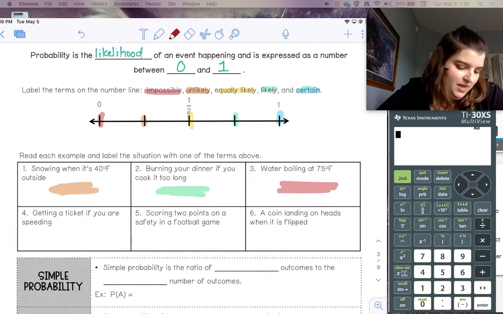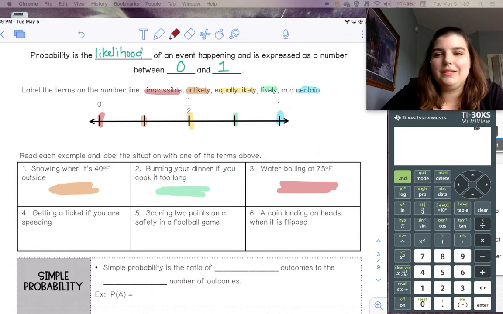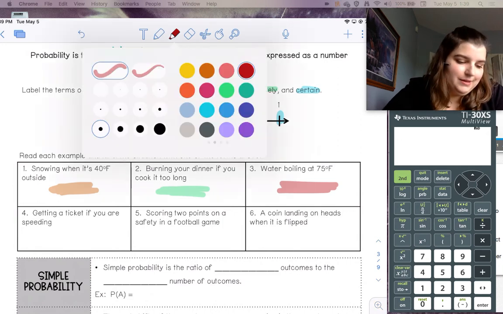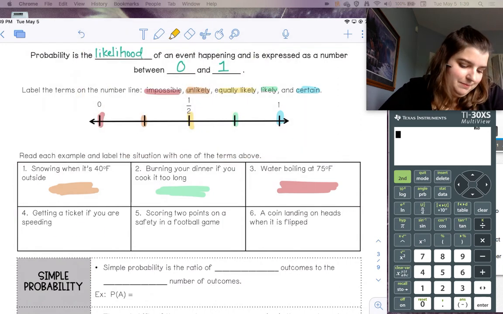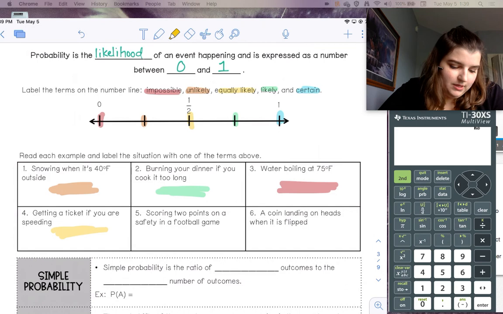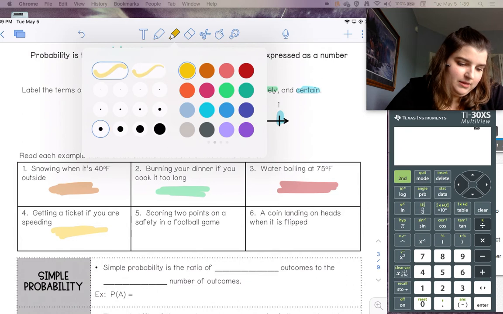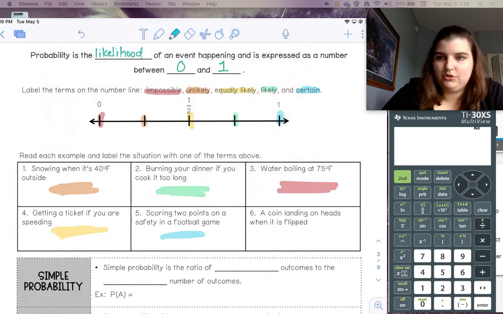Okay, moving on. Getting a ticket if you are speeding. I would say that's equally likely. Like people speed and they don't get tickets, but if you're speeding a lot, then I would say, yeah, somebody's going to call on you. Next, scoring 2 points on a safety in a football game. I have no idea what that means, but I'm guessing that it's a thing, and it's probably a certain thing. Like you just get those.